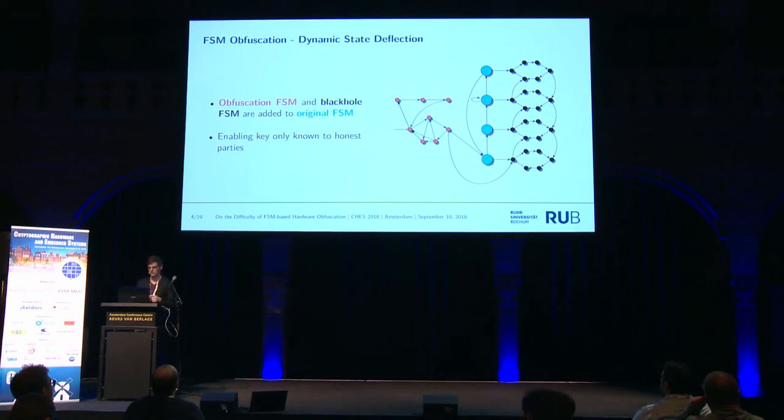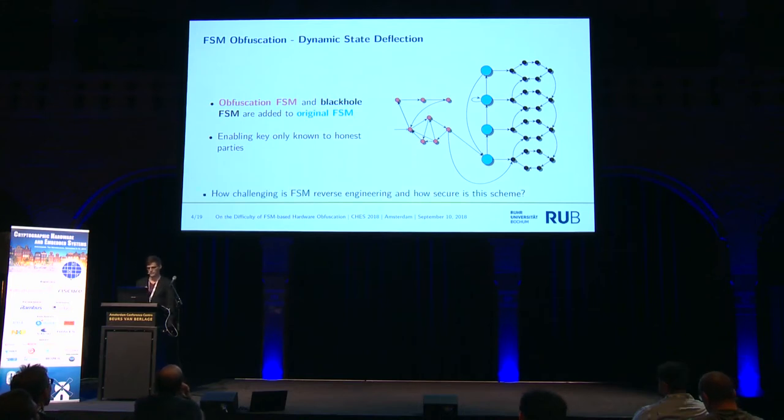The key idea about the scheme is that we have an enabling key. Basically, this is a sequence from this new initial state to the original one in blue. You would need all these inputs to go there. This is the enabling key, and this is only known to honest parties. The thing with the black hole FSM is that a valid key has to be present in the original states to ensure that the design is working properly.